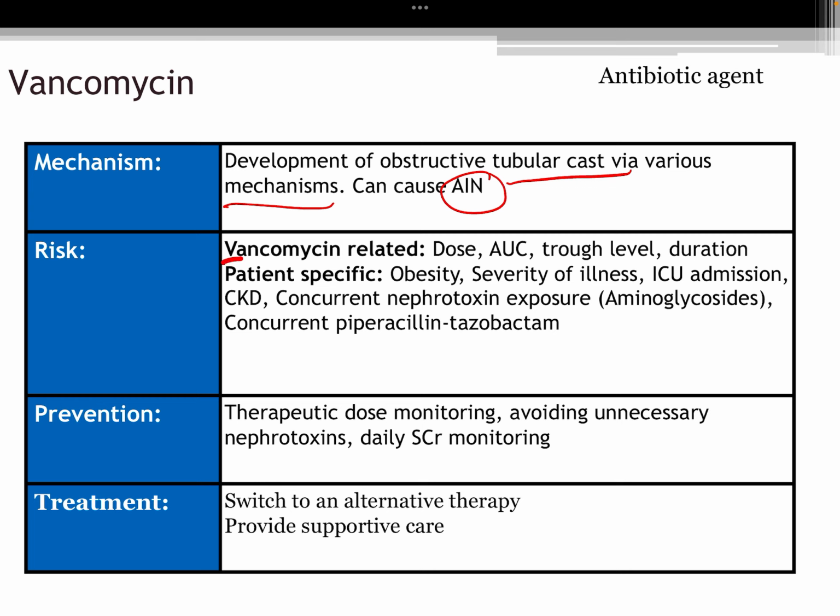So, like aminoglycosides, there is the agent-related risk, so the dose, the AUC, the trough level, and the duration all play a role. But there are also some patient-specific factors, such as the severity of illness, ICU admission, having CKD, chronic concurrent nephrotoxin exposure, and concurrent Zosyn, or piperacillin-tazobactam. Some ways that we prevent this are therapeutic drug monitoring, so checking trough levels, and avoiding unnecessary nephrotoxins. Most hospitals will have a policy where you have to monitor serum creatinine daily.